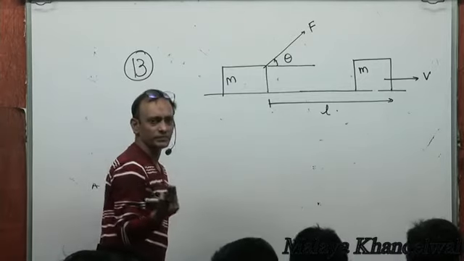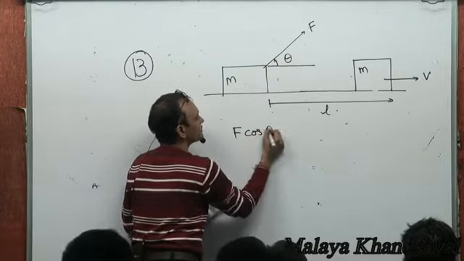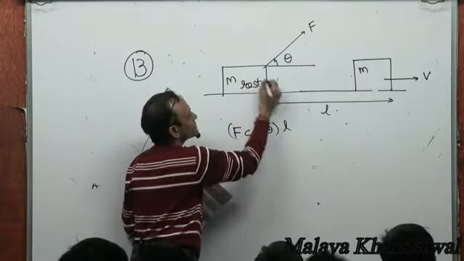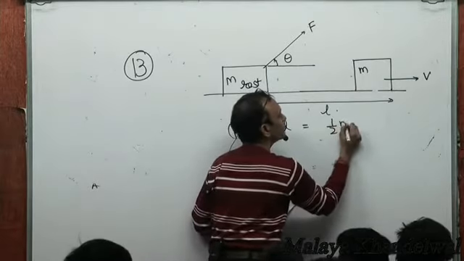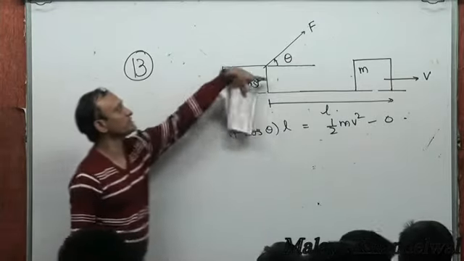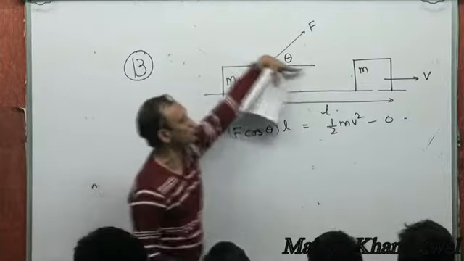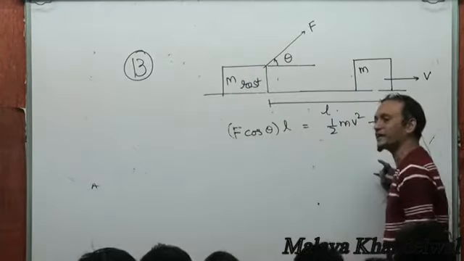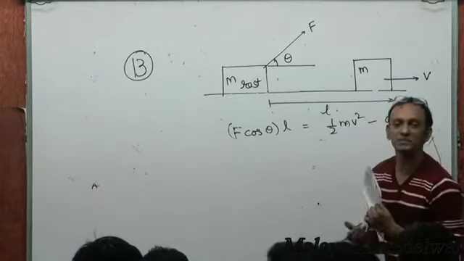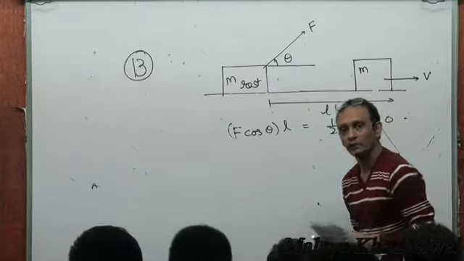Work energy theorem. Work done by F is what? F cos theta into L is the work done by F, isn't it? It starts from rest here, and this must be the change in kinetic energy, half mv squared minus 0. F sin theta does no work, it's perpendicular to the displacement. Work done by F cos theta is F cos theta into displacement in the direction of F cos theta, and that must be the change of kinetic energy. You can find the speed once it has traversed the distance L. Clear?